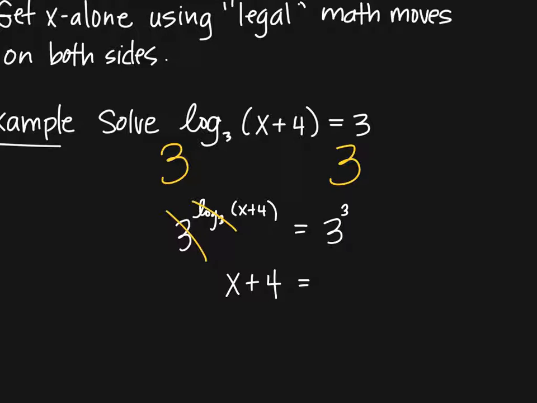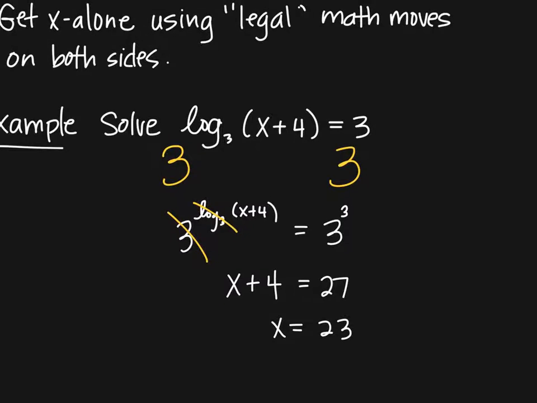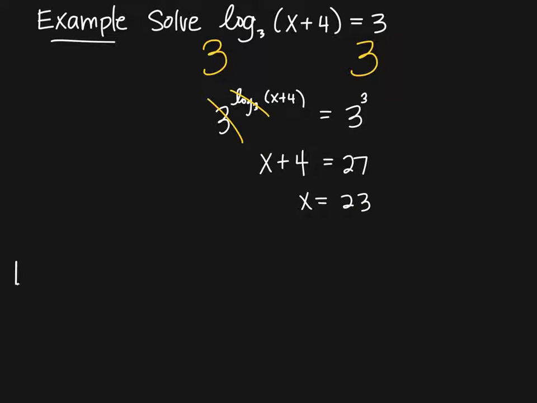And on the other side, what do we have? 27. So the answer is 23 when you subtract 4 from both sides. That's the whole idea of this lesson: you're going to introduce a base on both sides, the right base, make sure you choose the right number, that will cancel out the log, shrink things down, and then resize them so that you can solve on both sides. All right, let's try another one.